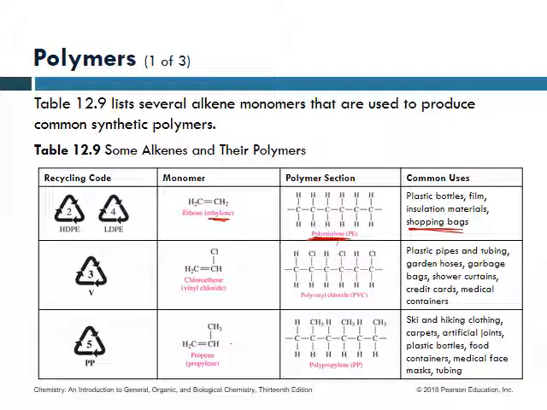Okay. Then you see this example, chloroethene. This is another monomer that can form PVC. PVC is used in making pipes, right? So that is also an example of a polymer.